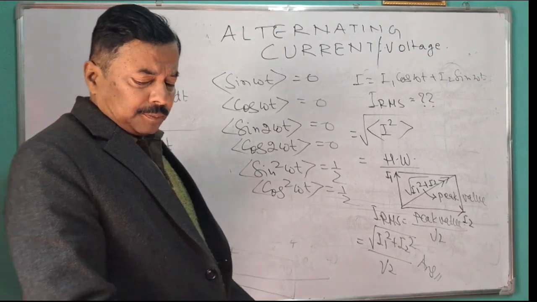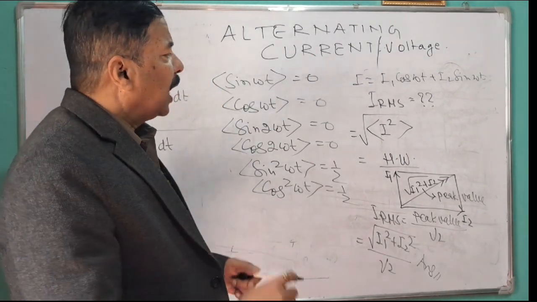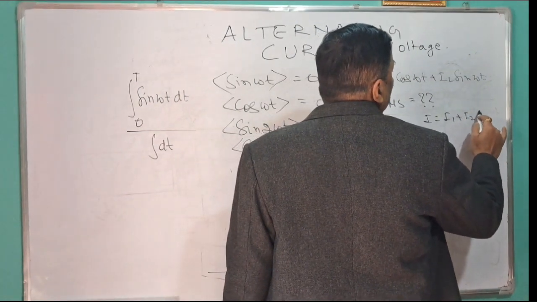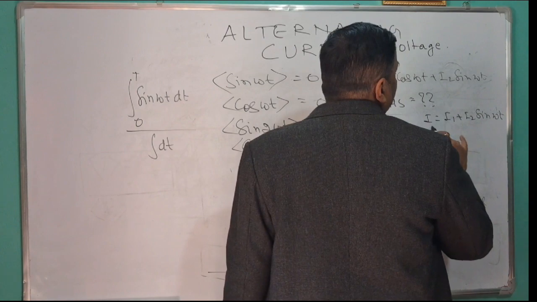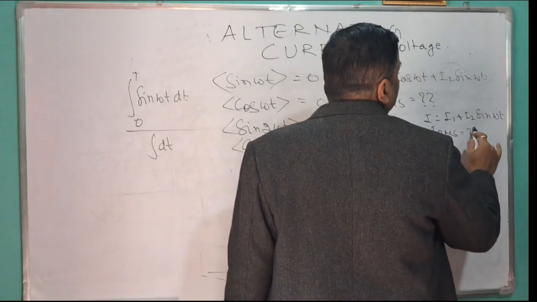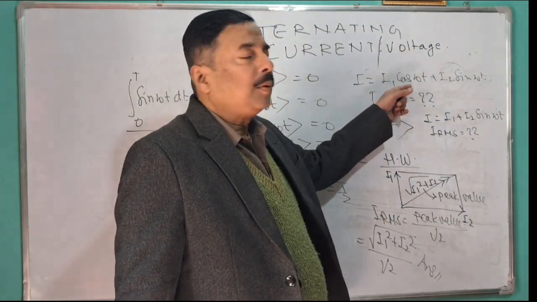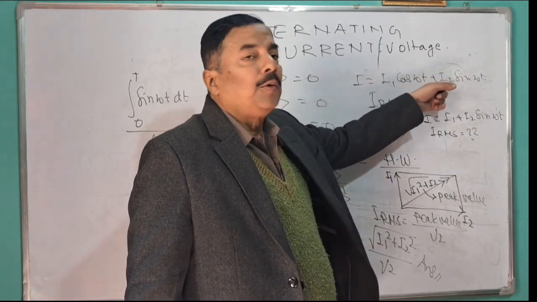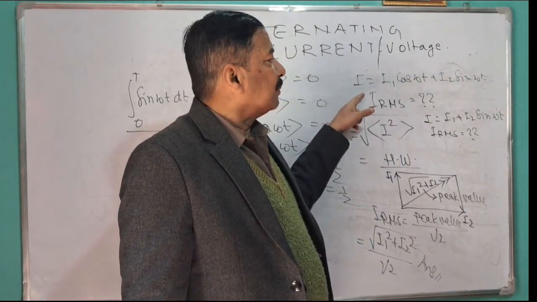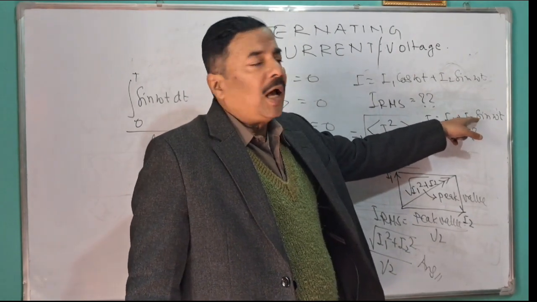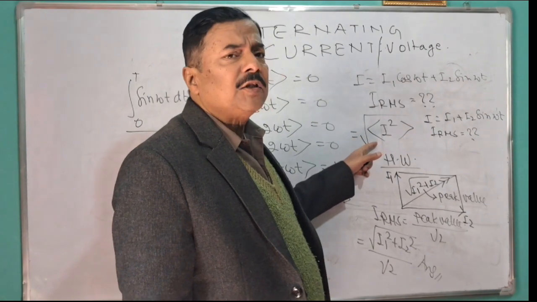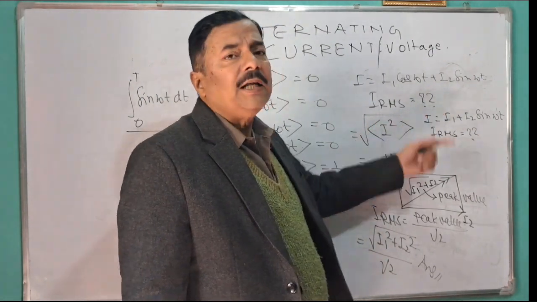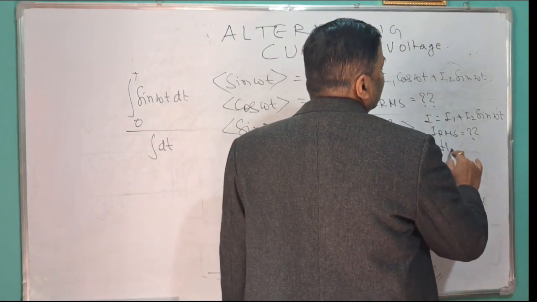One more question that I would like to discuss with you: suppose I equals I1 plus I2 sine omega t, and you have to find I RMS. Here one is the DC component and one is the AC component. How can you find the average? Same method: you will first do the square, then take the average, then take the root, and you will get the answer. So this also I am leaving as homework.